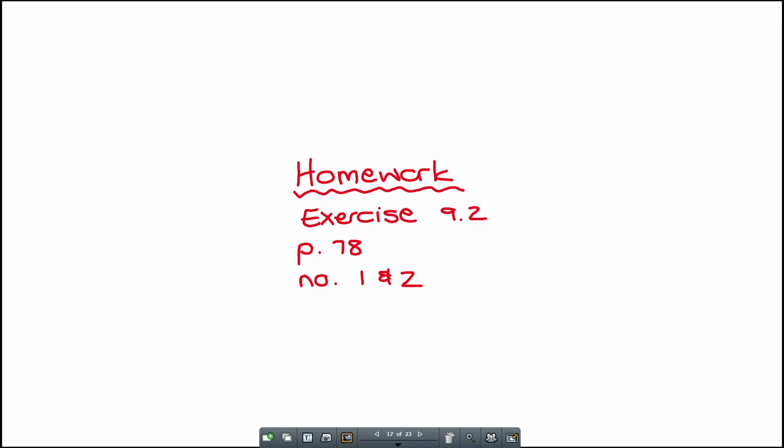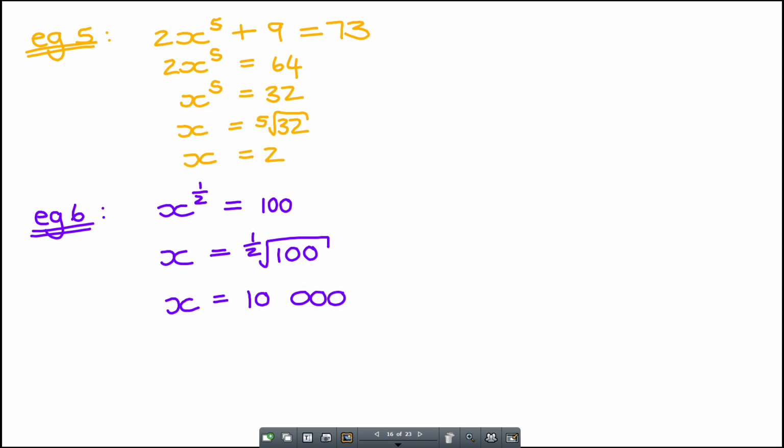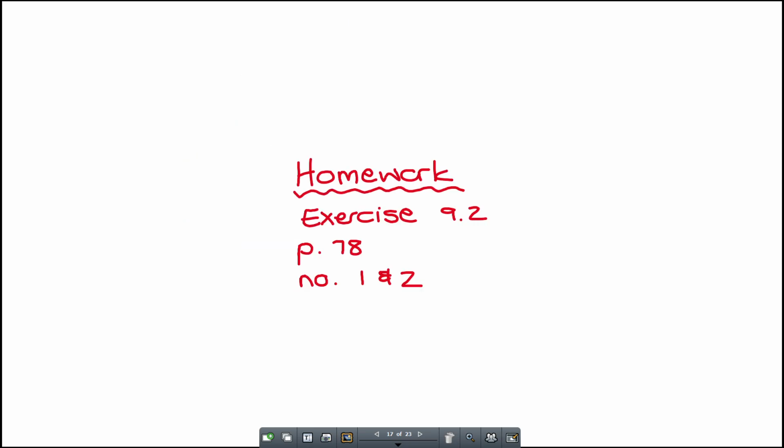Exercise 9.2. Listen, you're only going to do number 1 and 2. At number 1, you will see the x is at the exponent. So you will use the examples like we had in example 1 up until 4. Then at number 2, the unknown, the x, is a base. So then we will use like we did at example 5 and 6. Okay. Right, you guys can get started on that and then I'll call your names.